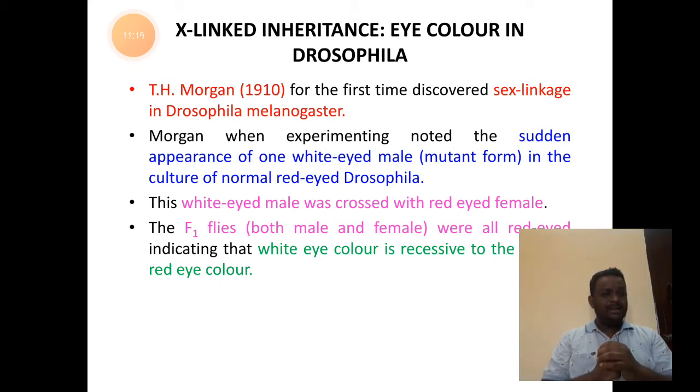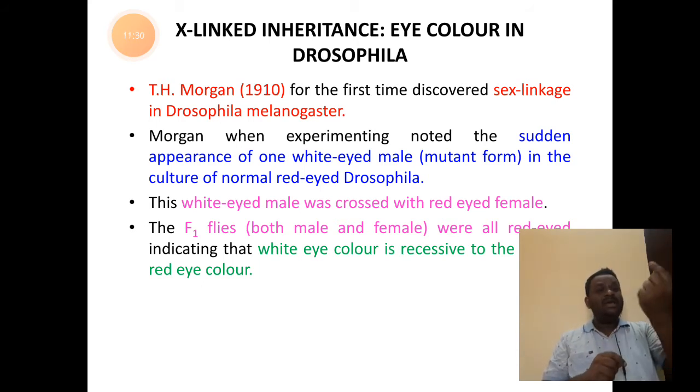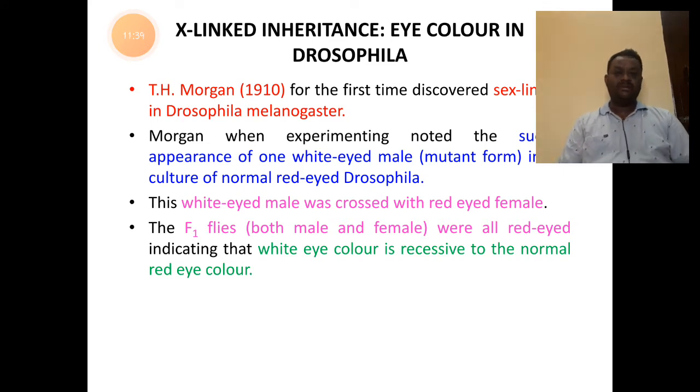I repeat, T.H. Morgan was experimenting with red-eyed Drosophila. Suddenly he found a white-eyed male. Now he took out that white-eyed male and crossed it to a red-eyed female. In the F1 generation, both the males as well as females were all red-eyed. So what happened to that white-eyed character? It vanished in the F1 generation, indicating that white eye color is recessive to the normal red eye color in Drosophila. So this is the conclusion he came to.